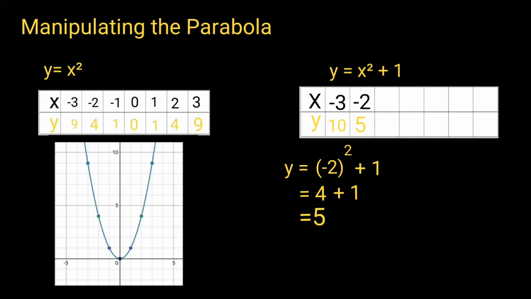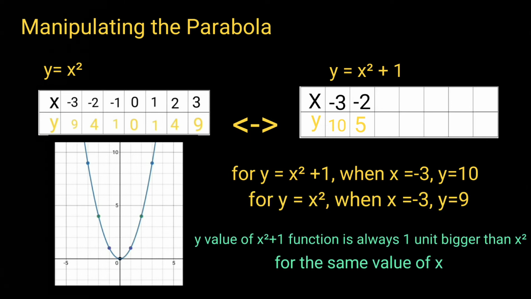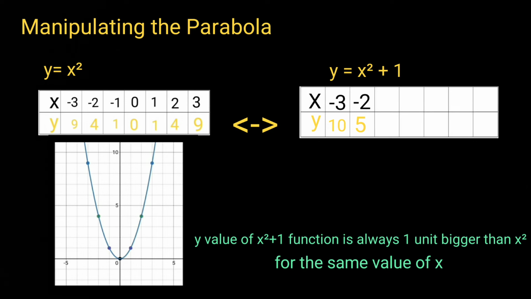If we compare the table of this function with the table of x squared, we can start to see a pattern here. The y values of this function are always higher than the corresponding y value of the x squared function by 1 unit. So with that intuition in mind, we can fill up the rest of the table so that we would get 2 for x value of minus 1, 1 for x value of 0, 2 for x value of 1, 5 for x value of 2, and finally 10 for x value of 3.